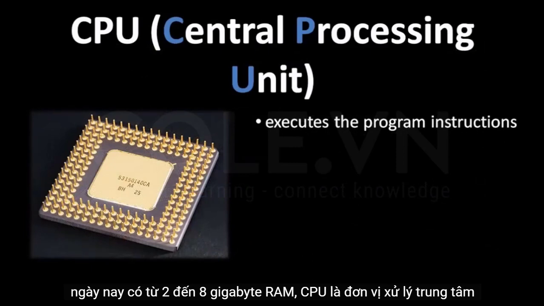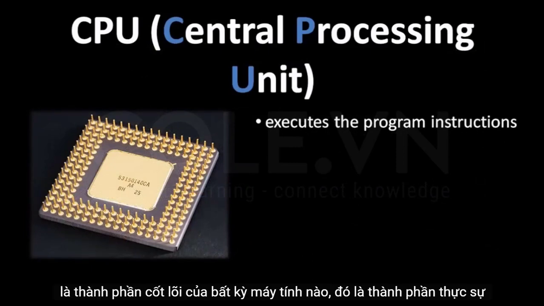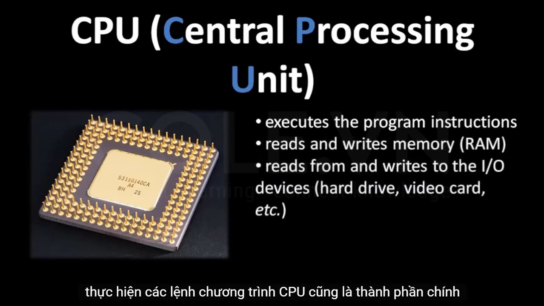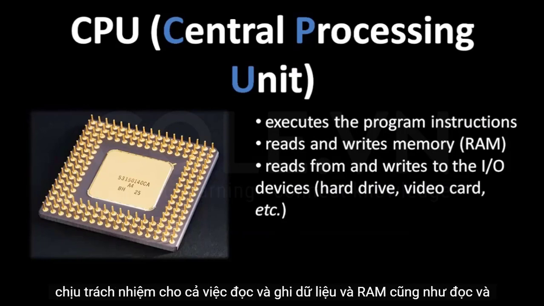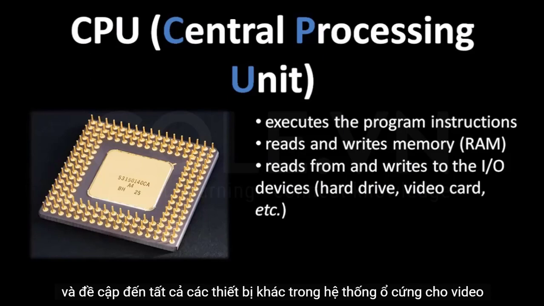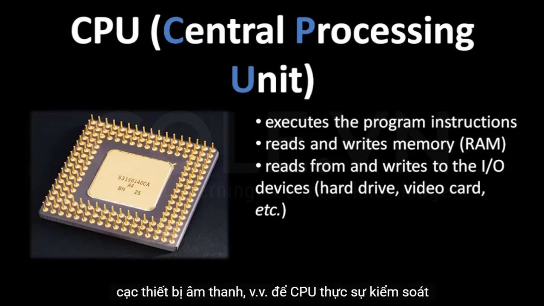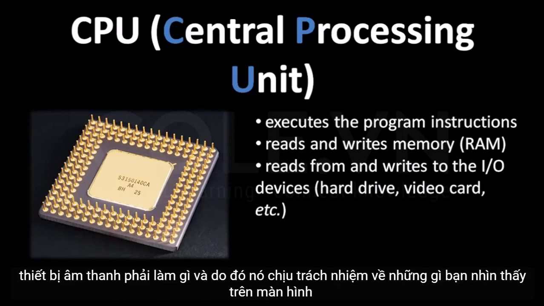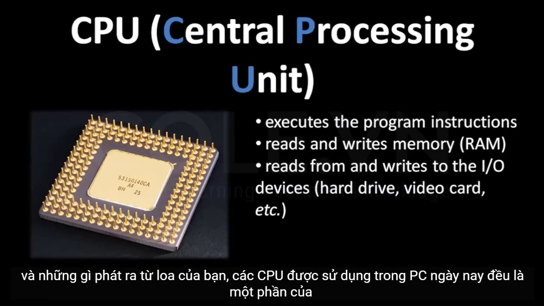The CPU, the central processing unit, is the core component of any computer. It's the component which actually executes the program instructions. The CPU is also the component primarily responsible for both reading and writing the data in RAM, and also reading and writing data to the I/O devices. I/O here stands for input-output, and it refers to all the other devices in the system, the hard drives, the video card, the sound device, and so forth. So, in effect, the CPU is really in control of everything else. Ultimately, it is what tells, say, your video device or your sound device what to do, and so it's responsible for what you see on screen and what comes out of your speakers.